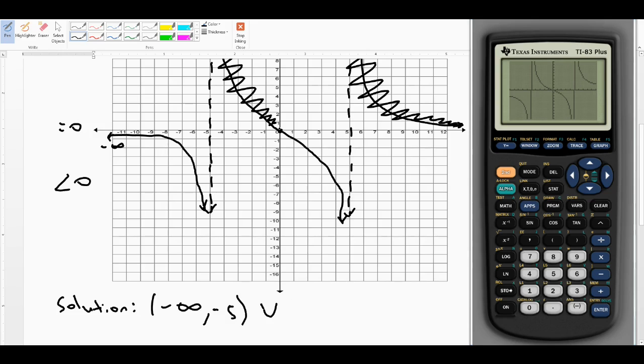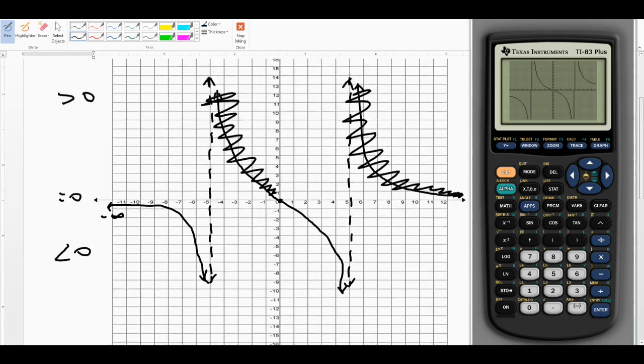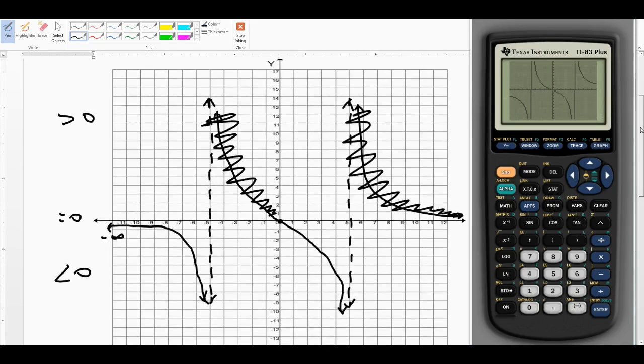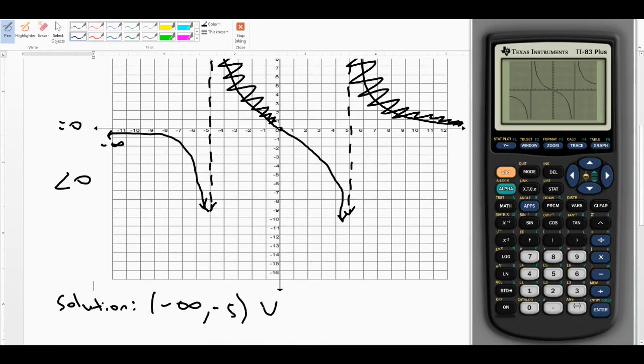Now that 0 is included in the solution because it's equal to it also. Not just less than, but equal to 0. So that's where the y value is 0, at x equals 0. So I include that by using a bracket, 0. And it gets closer and closer to 5, but never ever gets there. So I use a 5, with the parentheses, because it's not included, it's an asymptote. And that's our solution.